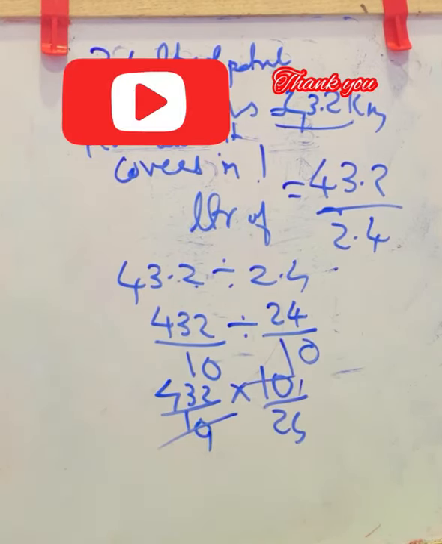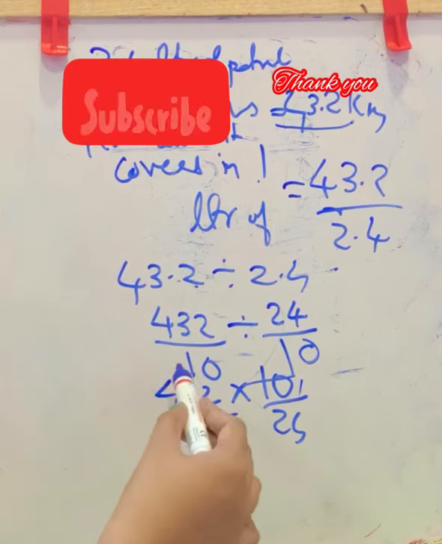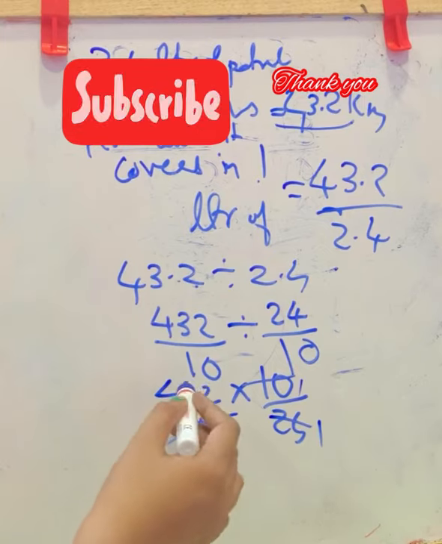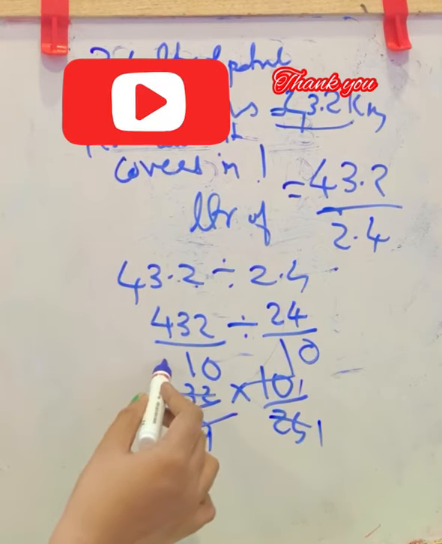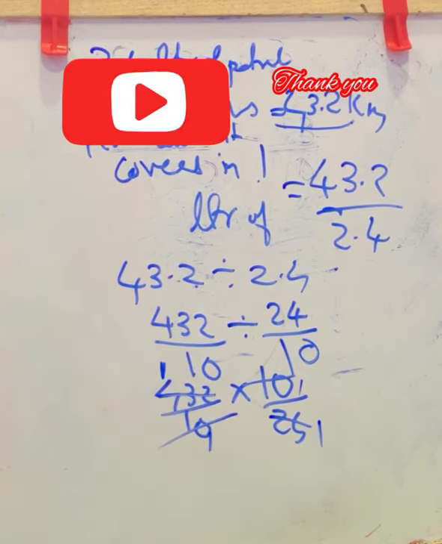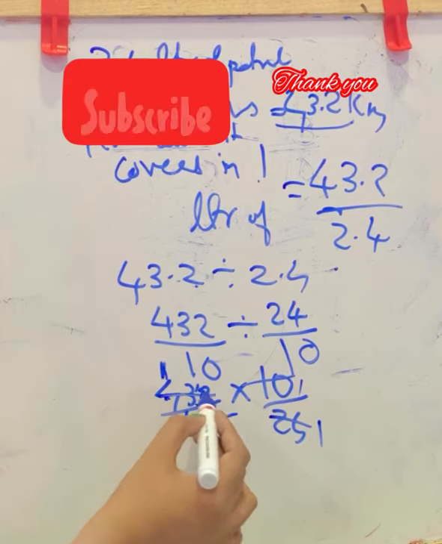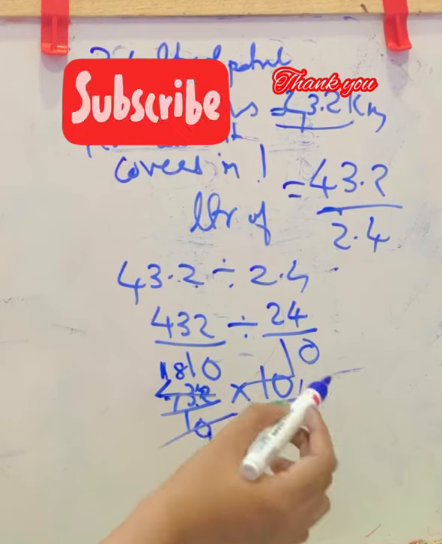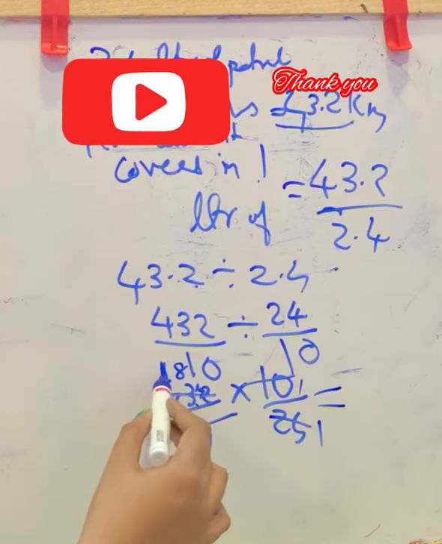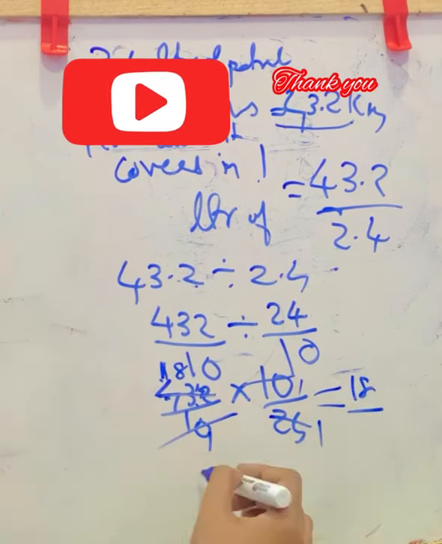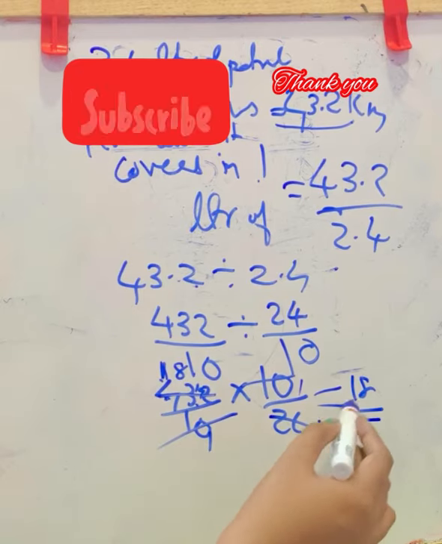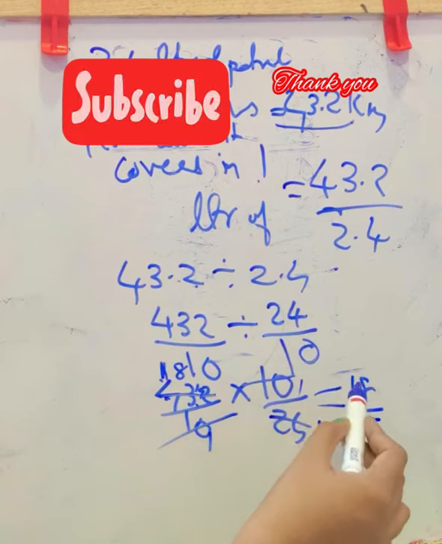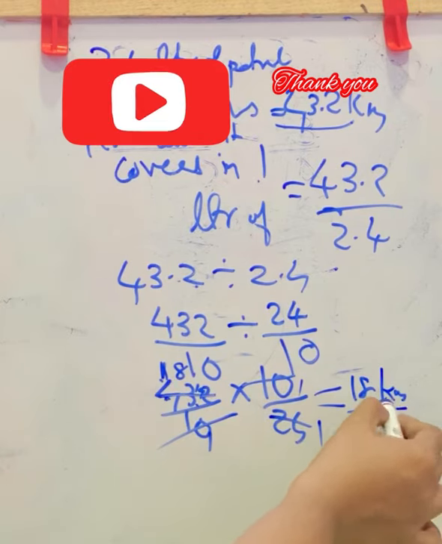In 24, this is a multiple of 24. So you can say 24 ones are 24. In this, 24 ones are 24. Balance is 19. This becomes 192. That is, 8 24s are 192. So you can say 18 into 1 is 18. Denominator is 1. 18 by 1 means 18. How much does it cover in 1 liter of petrol? 18 kilometers is the answer.